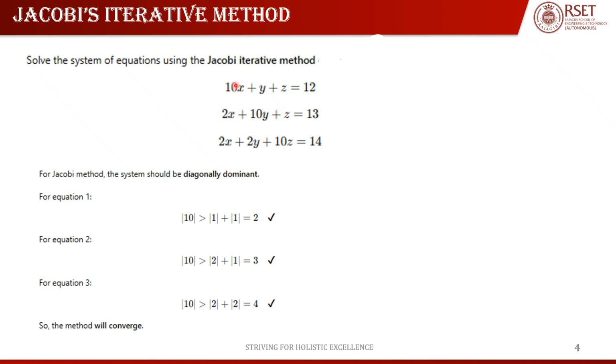For that, here you choose the modulus of 10 and see whether it's greater than the sum of the other two coefficients, which is modulus of 1 plus modulus of 1, which is 1 plus 1 is 2. It's strictly greater than 2. So the first row satisfies, and for the second row we take this 10 and see that 10 is greater than 2 plus 1. For the third row we take this coefficient and see whether it is greater than the sum of the other two coefficients, and it's true. So all three equations satisfy, so the method will converge.